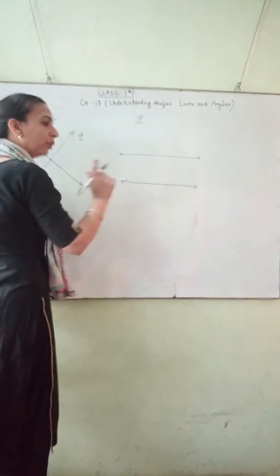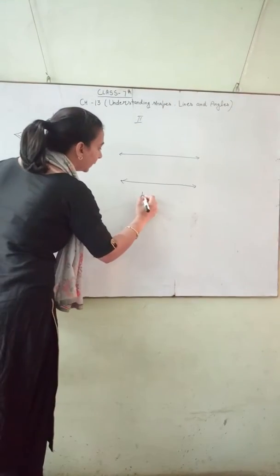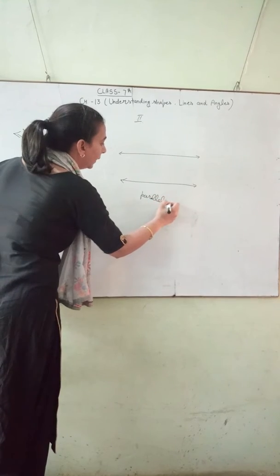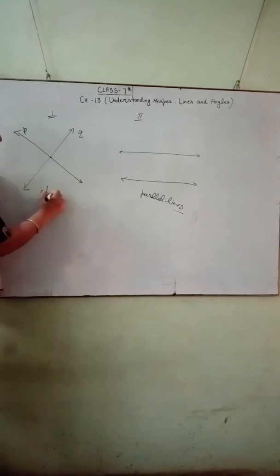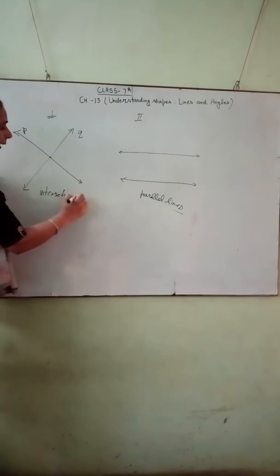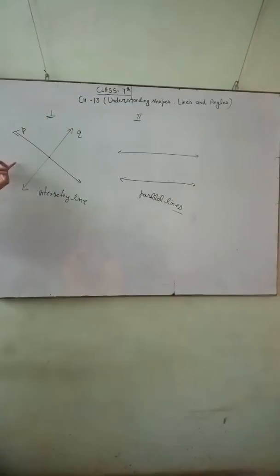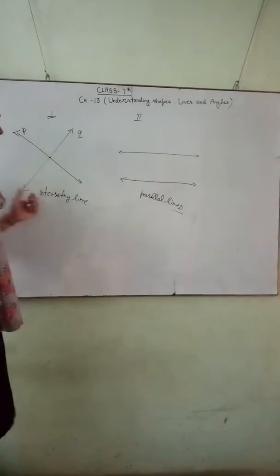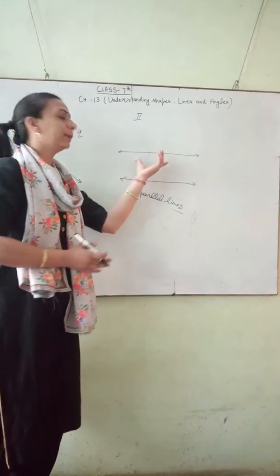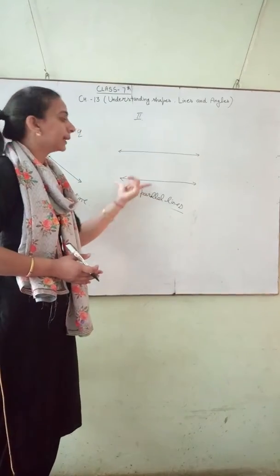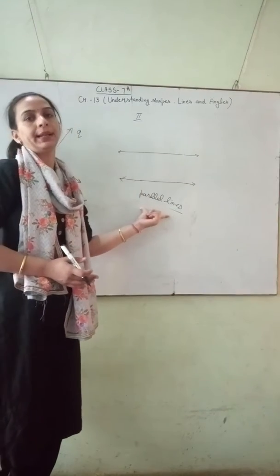If two lines do not intersect in a plane, then these lines are called parallel lines. These are parallel lines. These are intersecting lines. Clear, student? In a plane, there are two types of lines. In the first type, if two lines intersect each other, then we call them intersecting lines. And in the second type, if two lines do not intersect each other, then these lines are called parallel lines.